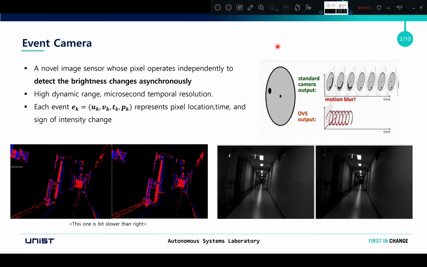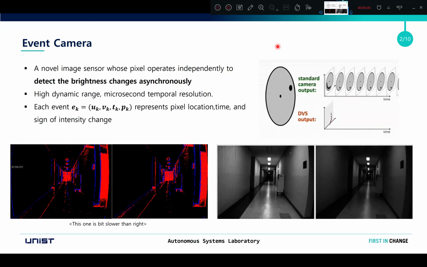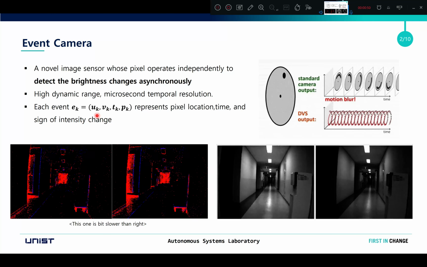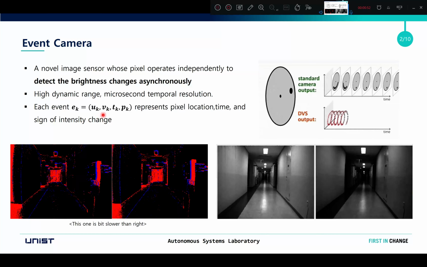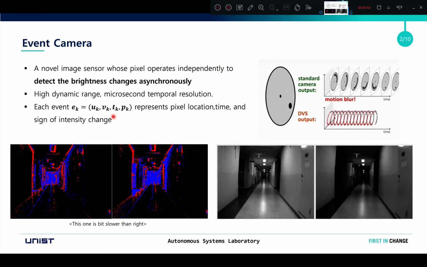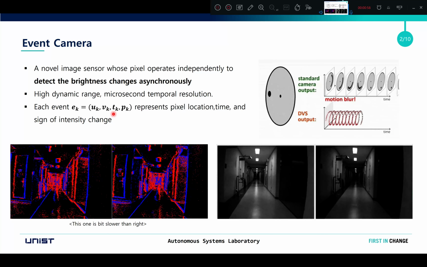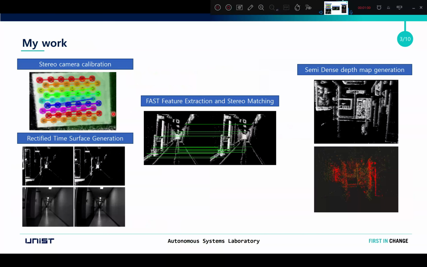In the downside, you can see two cameras. The left one is the event camera, and the right side has the standard camera, and you can see the difference. Each event e_k is represented with the pixel coordinates u_k and v_k, time t_k, and polarity, which shows the brightness change, +1 or -1.